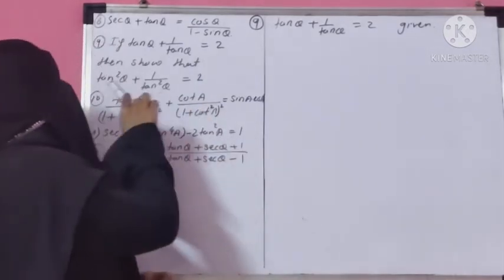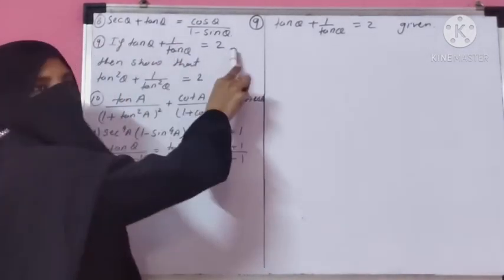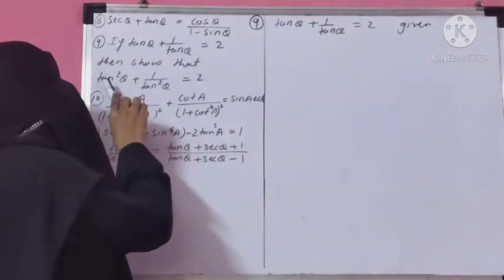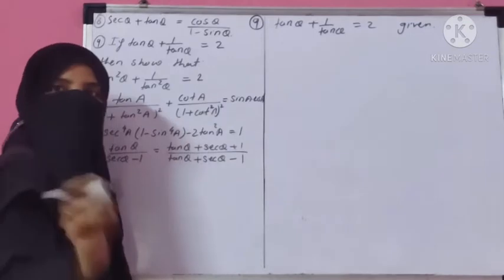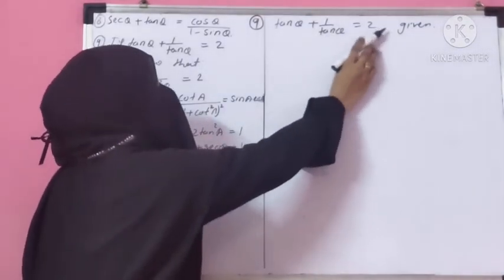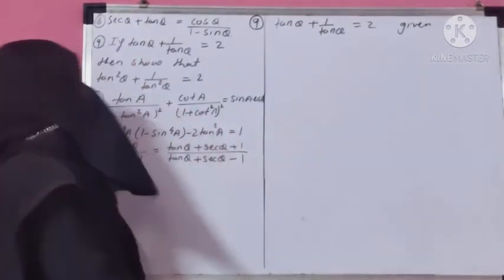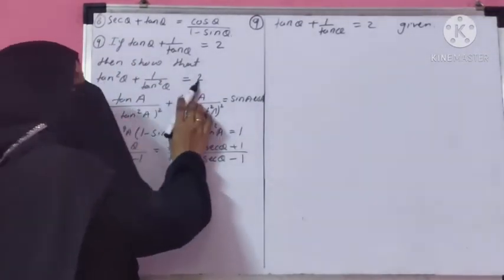In question number 9, tan theta plus 1 upon tan theta is equal to 2 is given, and we have to prove here tan square theta plus 1 upon tan square theta is equal to 2.